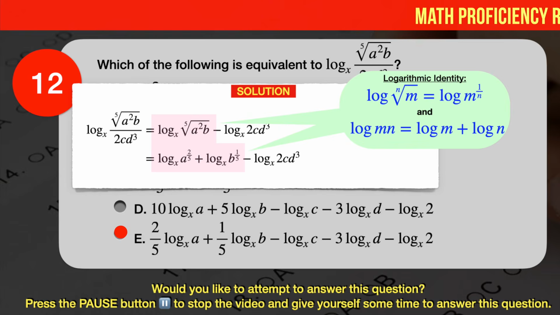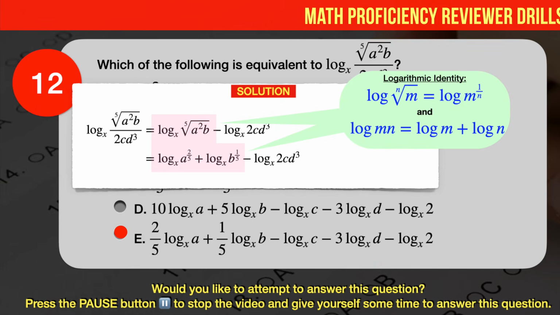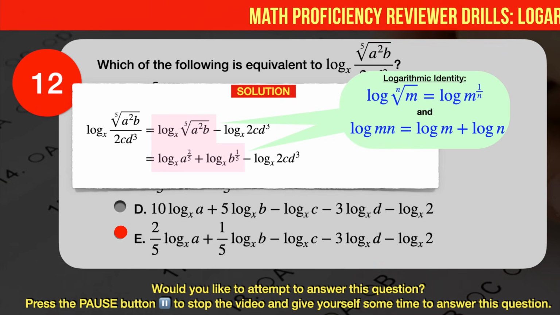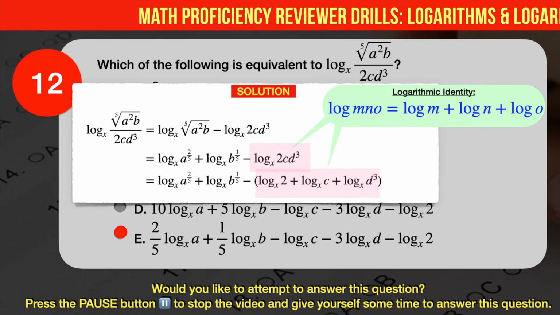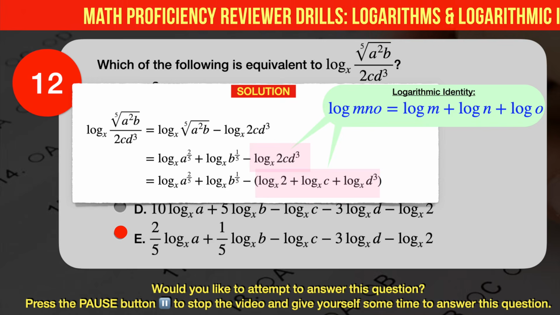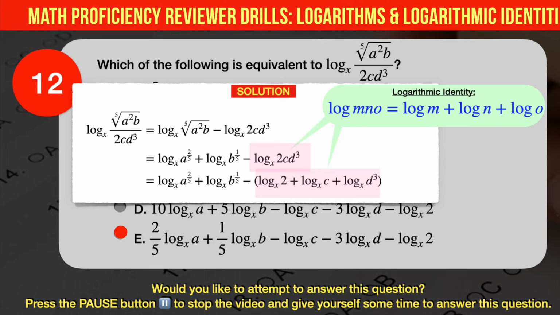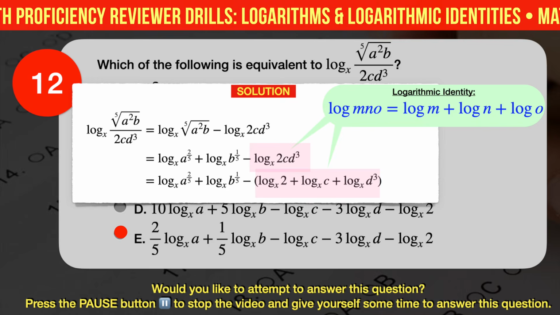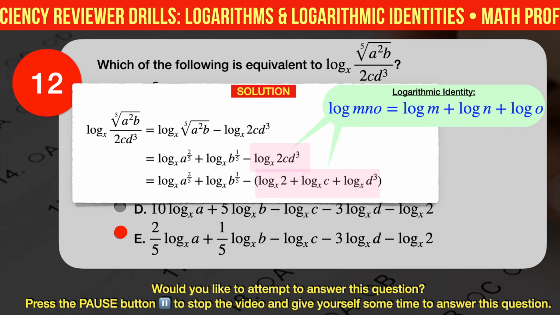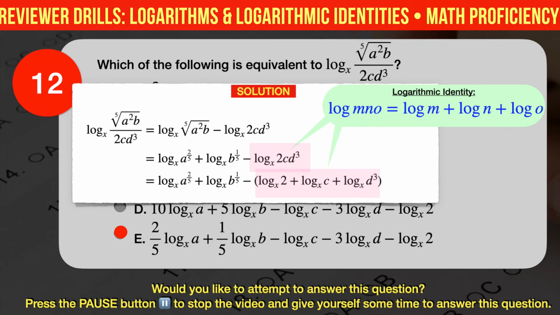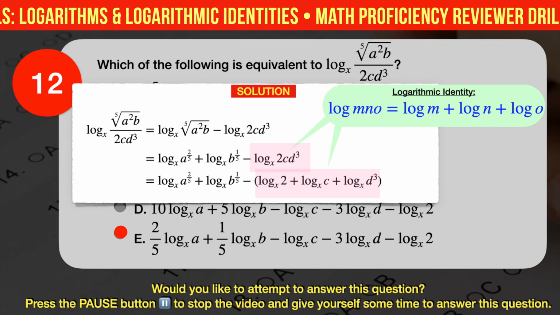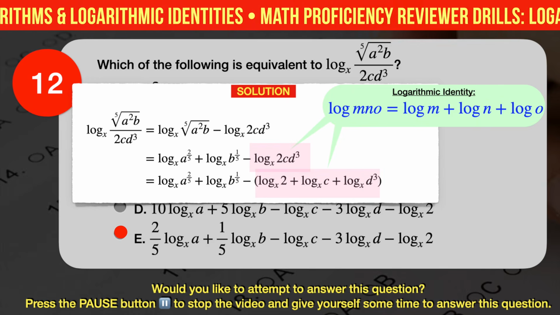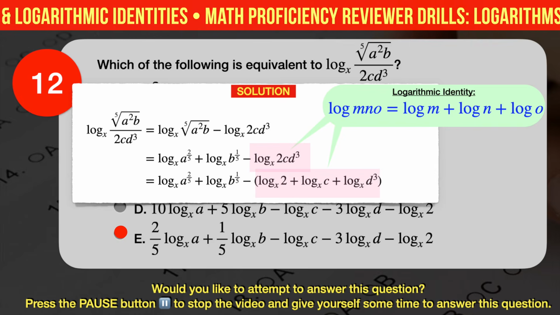Therefore, we can rewrite the first term as logarithm base x of a raised to 2/5 plus logarithm base x of b raised to 1/5. Basically the same as the previous logarithmic identity, where the logarithm of m times n is equal to logarithm of m plus logarithm of n. The logarithm of m times n times o is equal to the logarithm of m plus the logarithm of n plus the logarithm of o. This is essentially still the product rule and it applies no matter how many variables are involved.